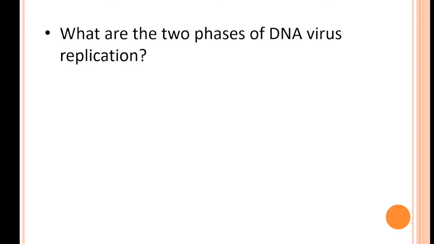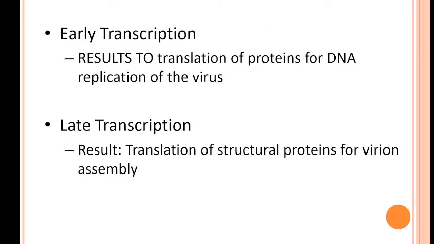Two phases of DNA virus replication: early transcription and late transcription. Early transcription is important because it results in the translation of proteins for DNA replication of the virus. Late transcription is important as it results in translation of structural proteins for viral assembly. Okay, so anything that's both DNA and RNA, that's for the early transcription phase. The late transcription phase is the translation of the genetic material to form the structural proteins of the virus. All right, so those are the two phases of DNA virus replication.